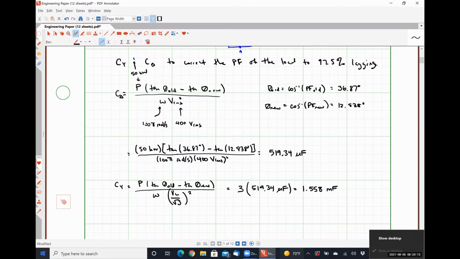That's the only difference between the Y-connected capacitor bank and the delta-connected capacitor bank. If you're given a phase voltage, you're going to have to multiply it by a factor of square root of 3. And if you're given the line voltage, you're going to have to divide the voltage by a factor of square root of 3, which winds up being multiplying and dividing the capacitance by a factor of 3. Does that make sense?